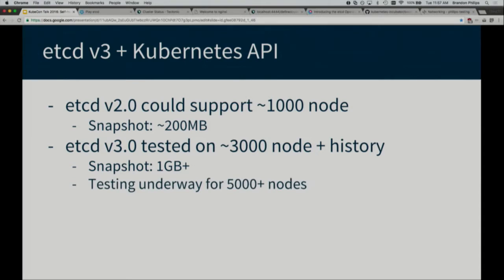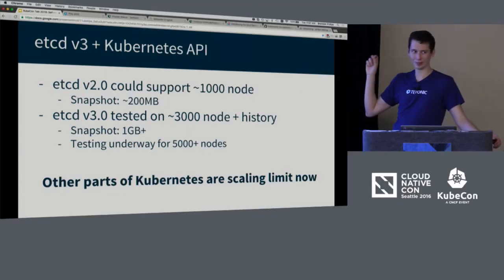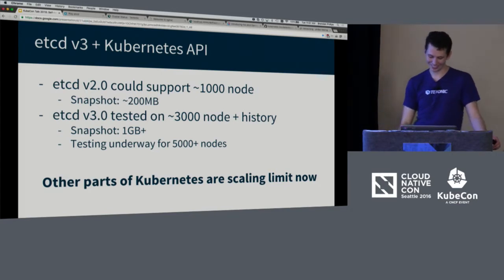And testing is underway with live clusters of 5,000 nodes plus. And so etcd is clearly in a good spot. Other parts of Kubernetes are now the scaling limit. We've pretty much taken all the low-hanging fruit, and etcd is a data store that, as we'll see in a moment, really shines in its little niche of consistent, replicated key value stores.